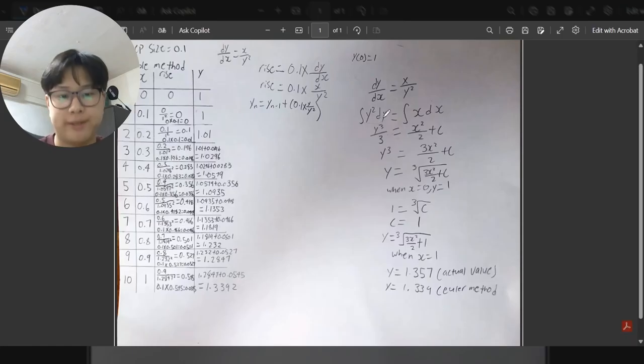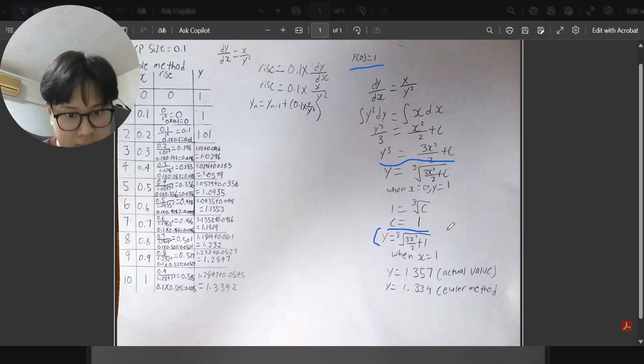Now I'm going to use the general solution to solve the question. We're given that dy over dx equals x over y squared, which will give us integrate y squared equals integrate x, which will give us this equation. And we bring the cube over, we get y equals cube root of 3x squared over 2 plus c. And to find c, we just substitute x equals 0, y equals 1, which is given in the question. And this will give us c equals 1, which will give us a final equation of y equals cube root of 3x squared over 2 plus 1.